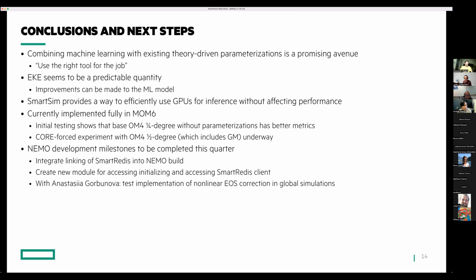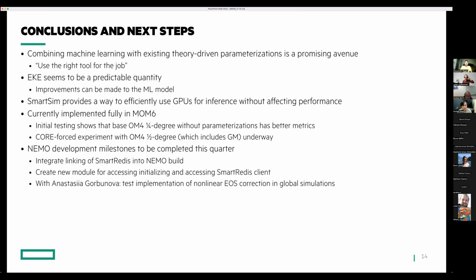So we've tested this out. We've scaled out this quarter degree configuration to about 3,000 cores, and we find that something like 4 GPUs is sufficient. So instead of using 50 nodes with 50 GPUs, we're using 50 CPU nodes and only 3 GPUs. So it actually allows us to use the resources that we have available.